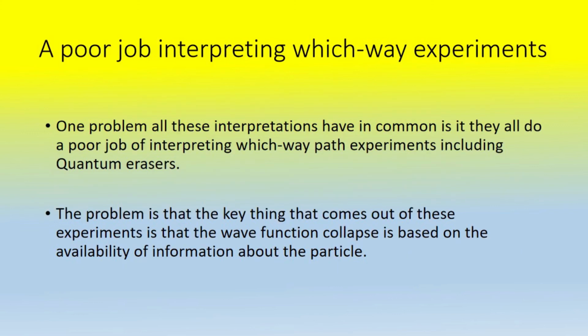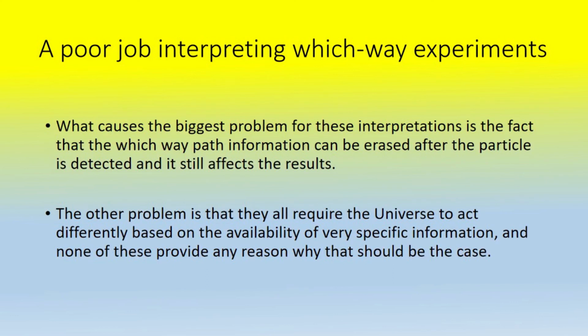One problem all of these interpretations have in common is that they do a poor job of interpreting which-way path experiments, including quantum erasers. The key thing that comes out of these experiments is that the wave function collapse is based on the availability of information about the particle. What causes the biggest problem for these interpretations is the fact that the which-way path information can be erased after the particle is detected, and it still affects the results. The other problem is that they all require the universe to act differently based on the availability of very specific information, and none of these provide any reason why that should be the case.